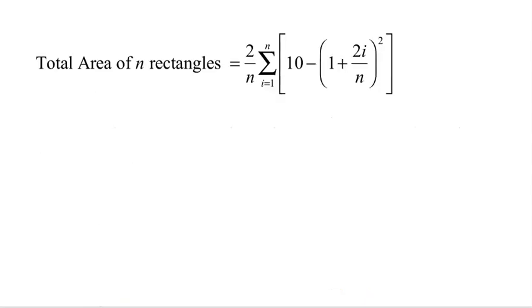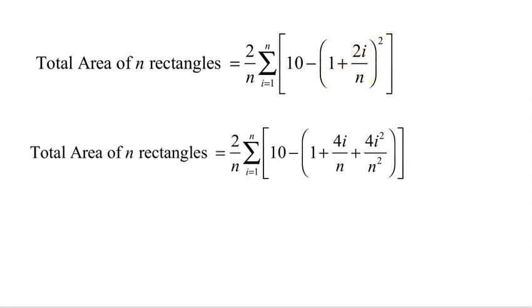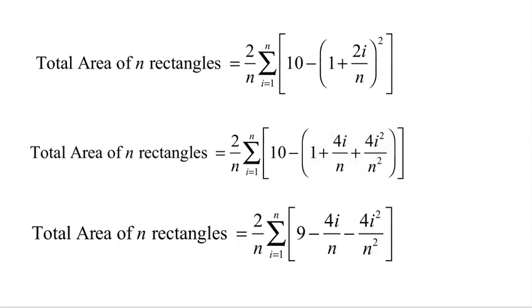So now we are back into a challenging area of algebra. Well, 1 plus 2i over n, squared, that's what? 1 plus 4i over n plus 4i squared over n squared. 10 minus 1 is 9, and then minus 4i over n, and minus 4i squared over n squared. Now I have a sum of a difference, so the sum of 9 minus the sum of 4i over n minus the sum of 4i squared over n squared.